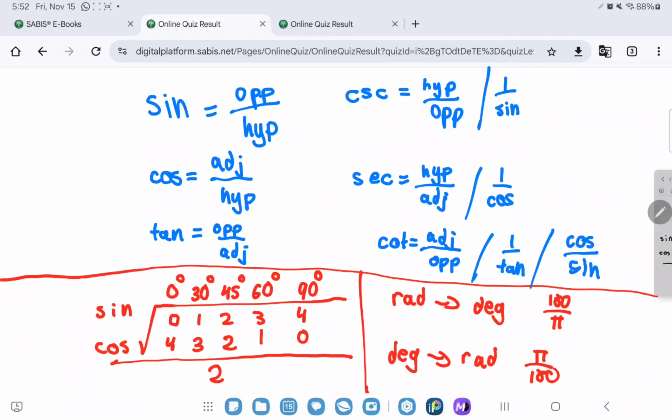And yeah, we're done. These are all the things you need to remember for this part of the periodic.